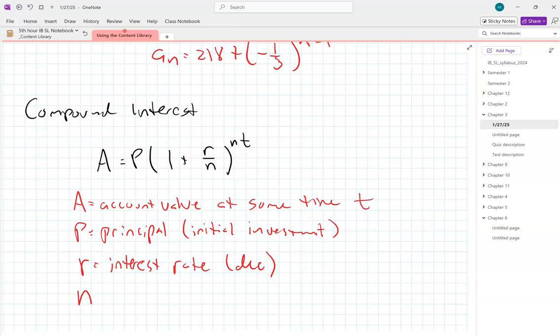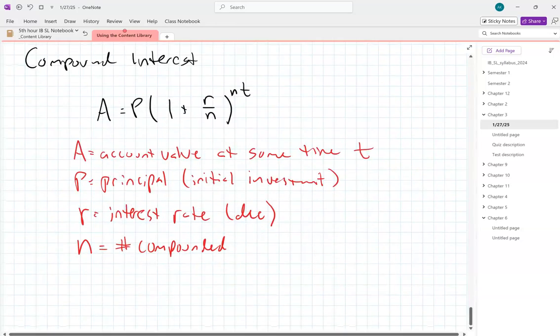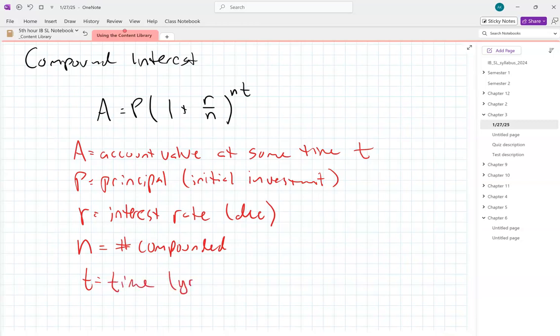Sometime T. N is the number of compounds per year. So in the problem, I might say compounded annually, that's N is 1. Compounded monthly, N is 12. Quarterly, N is 4. So just use your word sense. And T is time, and usually that's going to be in years.